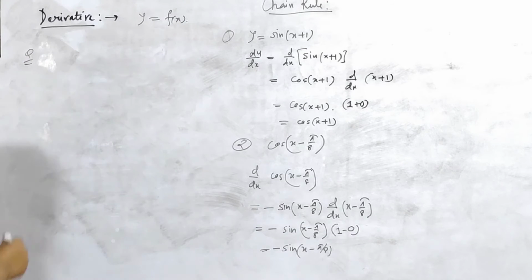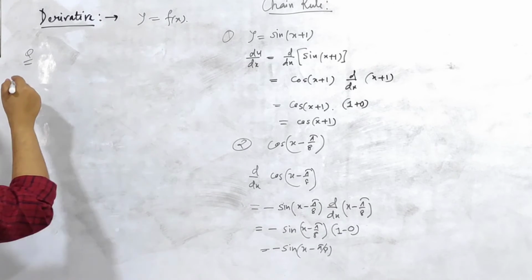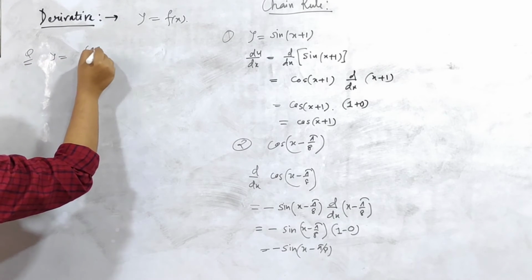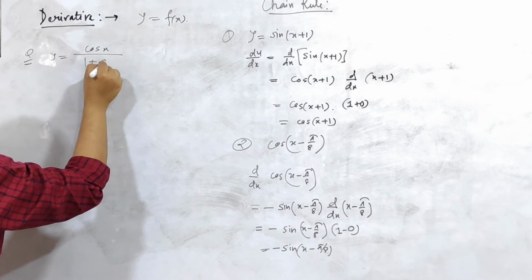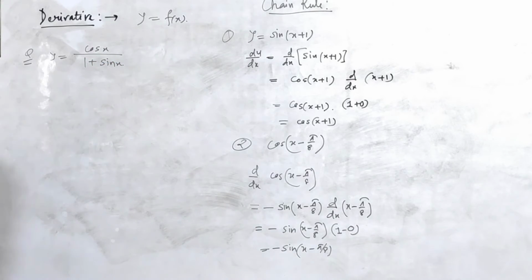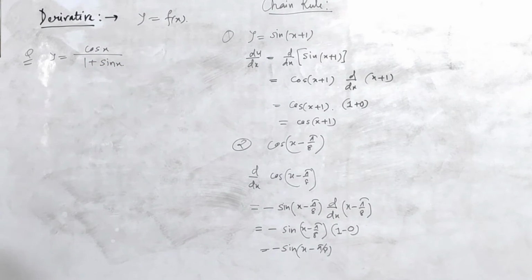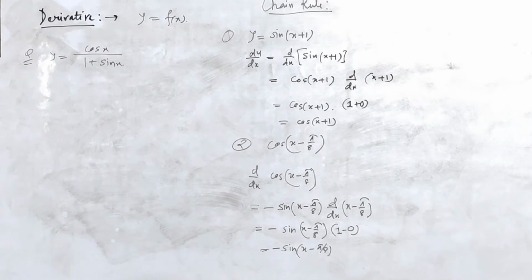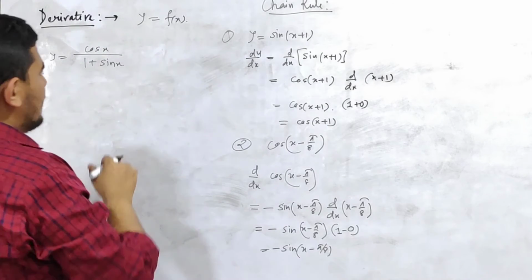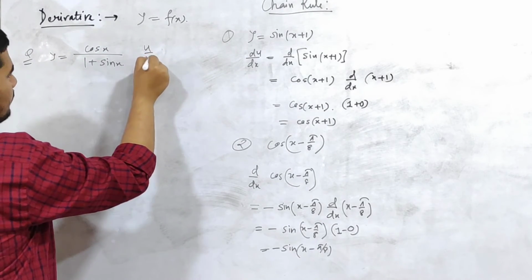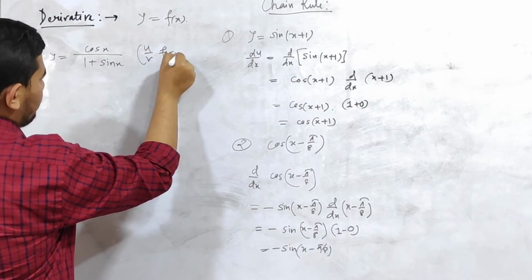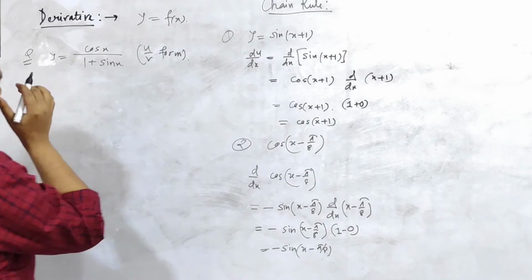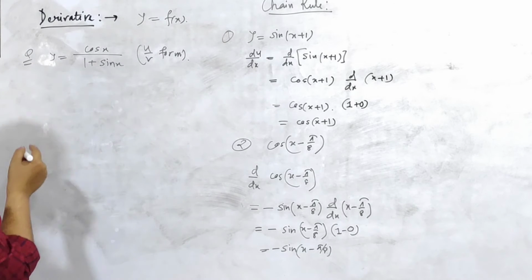Now I am going to give you an example of a little bit difficult problem of derivative. Before solving this problem, I need to have some formula ready for a by b type of form. That is called the u by v form. So when I am going to solve this problem, I will always write the formula.